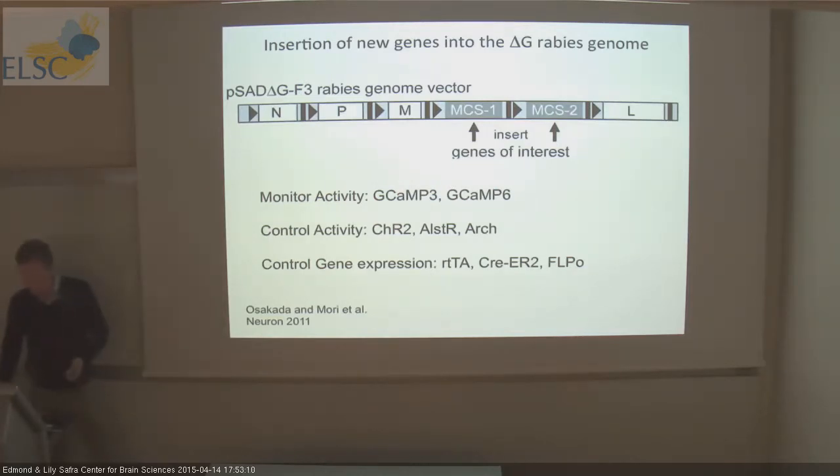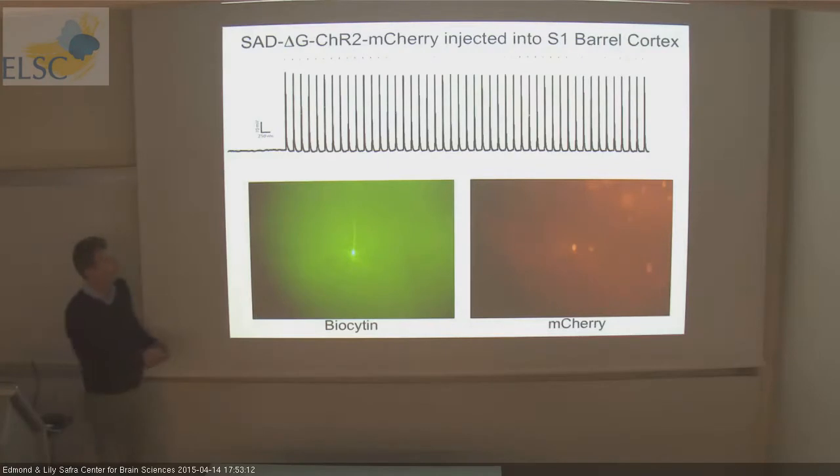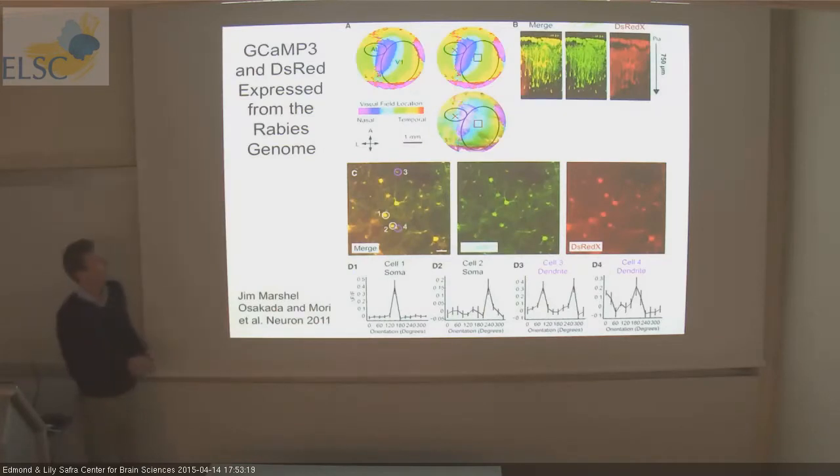So for example, if you express channelrhodopsin in cells and record from them, you can see the label with light. If you express GCaMP, here we did intrinsic signal optical imaging in mice so we could identify borders between visual areas, and inject a rabies virus that has rabies glycoprotein on its envelope, expresses GCaMP and DsRed, inject that in area AL, and then use two-photon imaging in the live mouse.